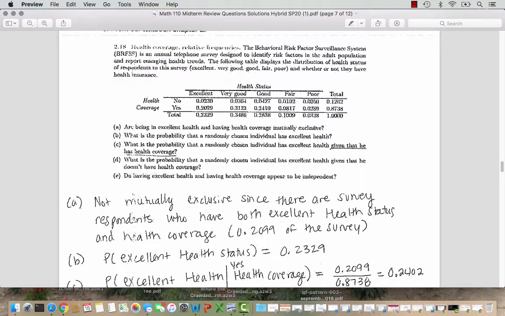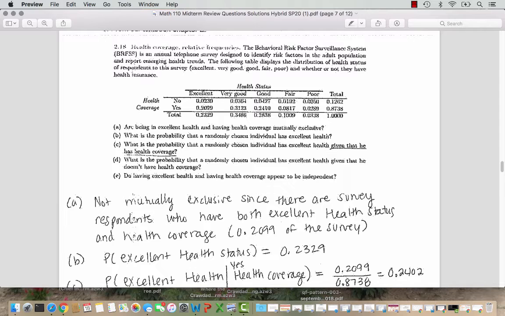So question A asks, are being in excellent health and having health coverage mutually exclusive? If we look at the table, there are people who have health coverage, yes, who are in excellent health. So we would say this is not mutually exclusive since there are survey respondents who have both excellent health status and health coverage. And that is the 0.2099 in the survey.